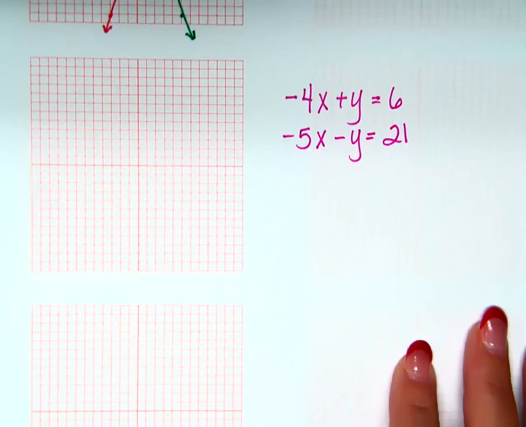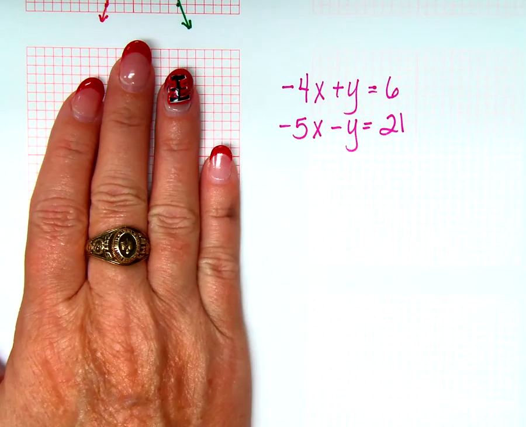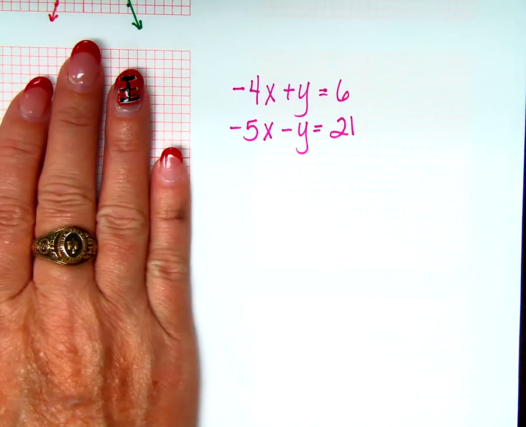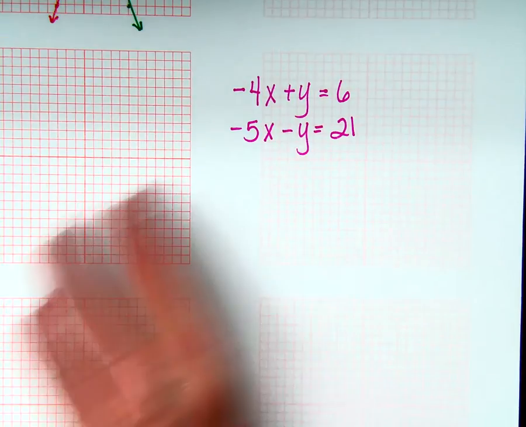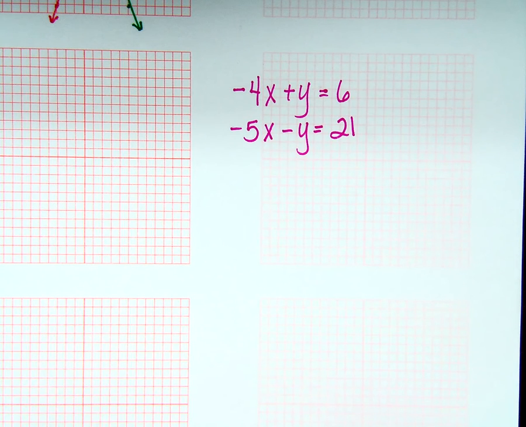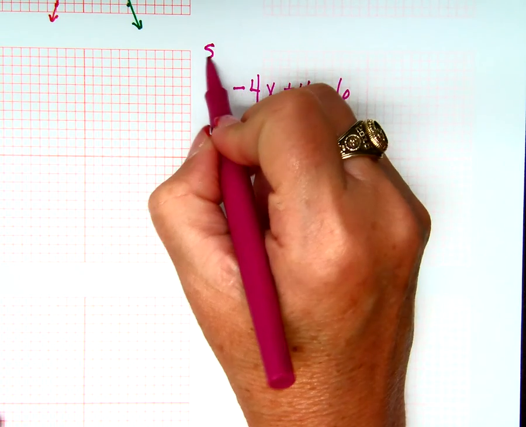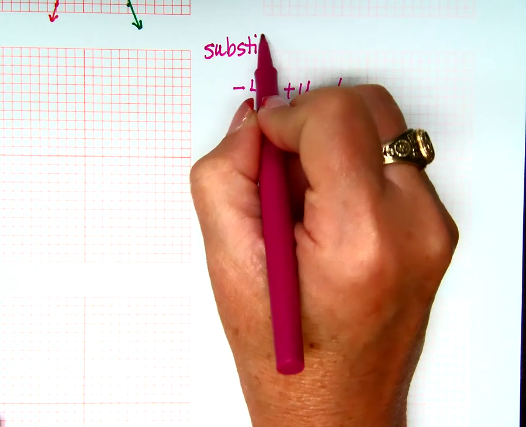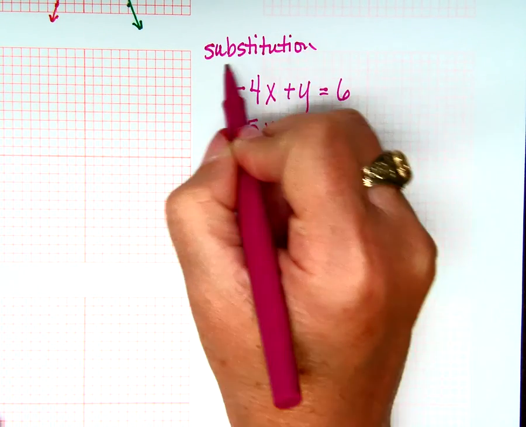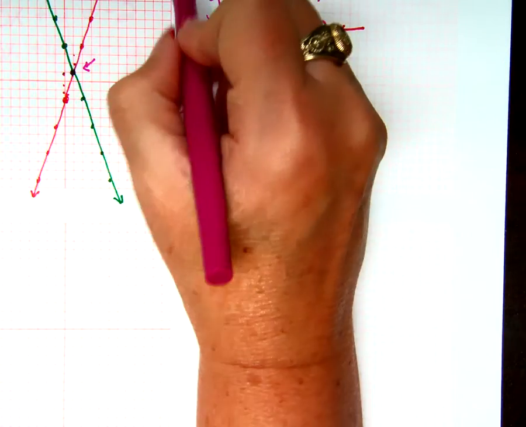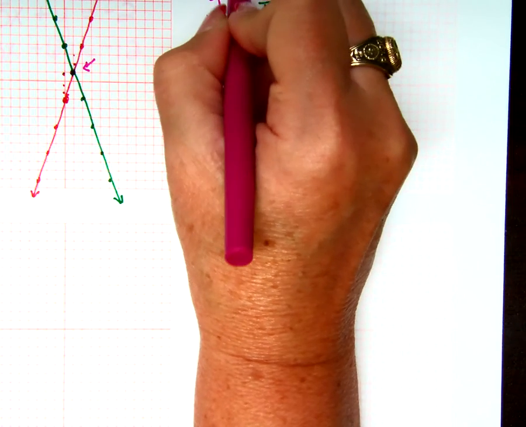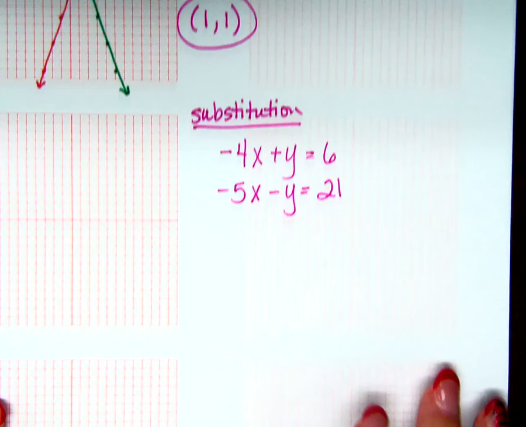Okay, so here's our next example. Now, I have it on graph paper, mostly because I wanted to be able to use the graph paper for the top. We're not solving this one by graphing, okay? We are solving this one using substitution, okay? So I'm going to write that right up here, substitution. So this one was graphing. This one's substitution.